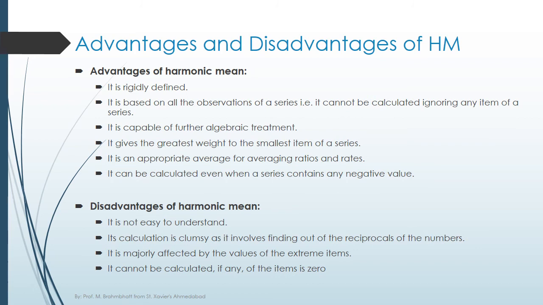Advantages of HM: it is also rigidly defined. The formula of HM for different categories of data is clearly defined. It is based on all the observations of the series. It cannot be calculated by ignoring a single item in a series. It is capable of further algebraic treatment. It gives the greatest weight to the smallest item of the series. That means it gives higher weight to the small values in the series.